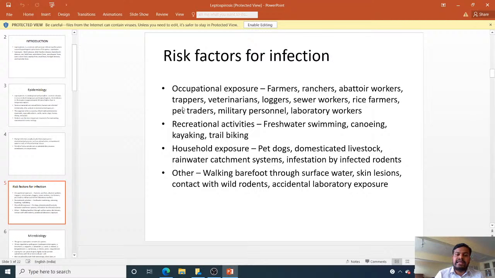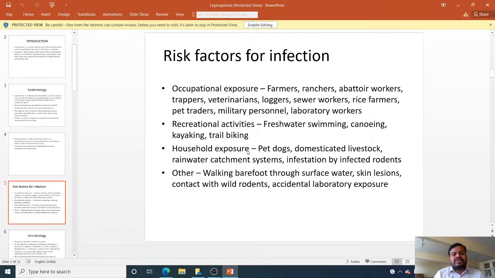So you should remember all these occupational hazards. All these people can be at risk of developing this infection. And recreational activities like freshwater swimming, as I told you before. Freshwater swimming, the water can be contaminated with animal urine from an infected animal, and canoeing, kayaking, and trail biking. These kinds of recreational activities can be a risk factor for the infection in the endemic areas.